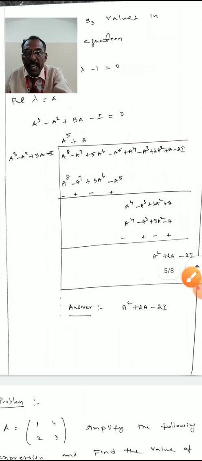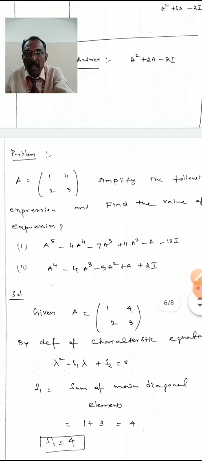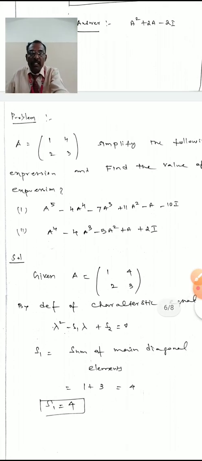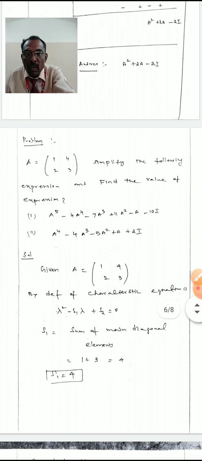So I would like to explain one more problem in this module. Now I would like to take a 2 by 2 matrix. The size of the matrix is 2 by 2. A is equal to [1 4; 2 3]. Simplify the following expression and find the value of these expressions. The problem has 2 subdivisions. First we have to discuss question number 1.